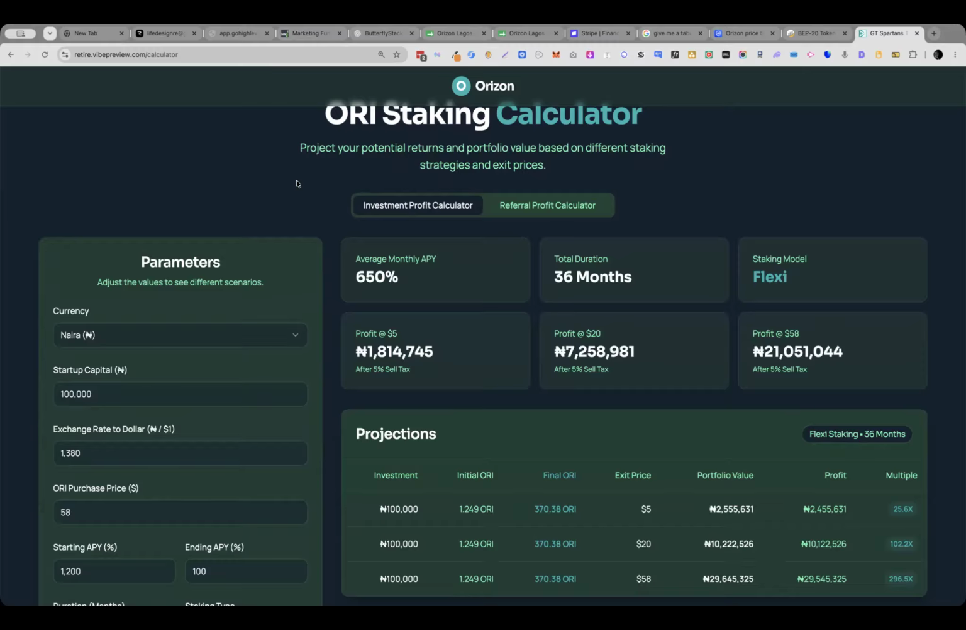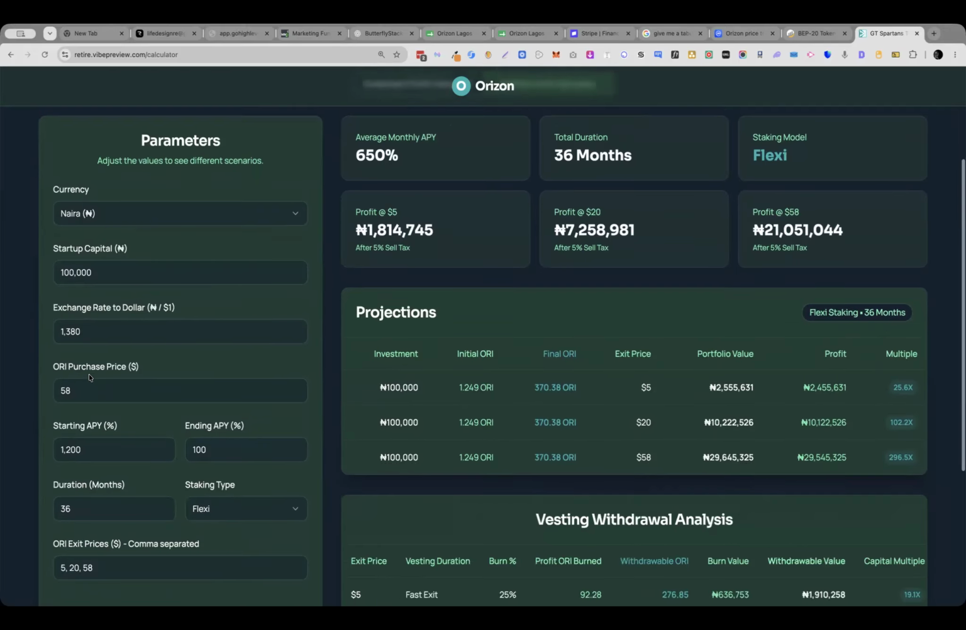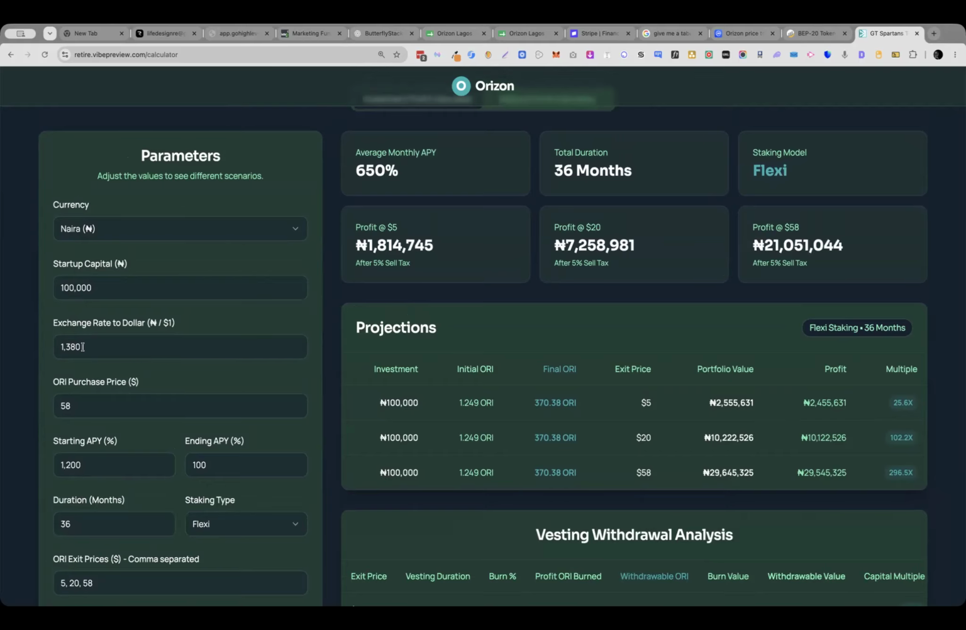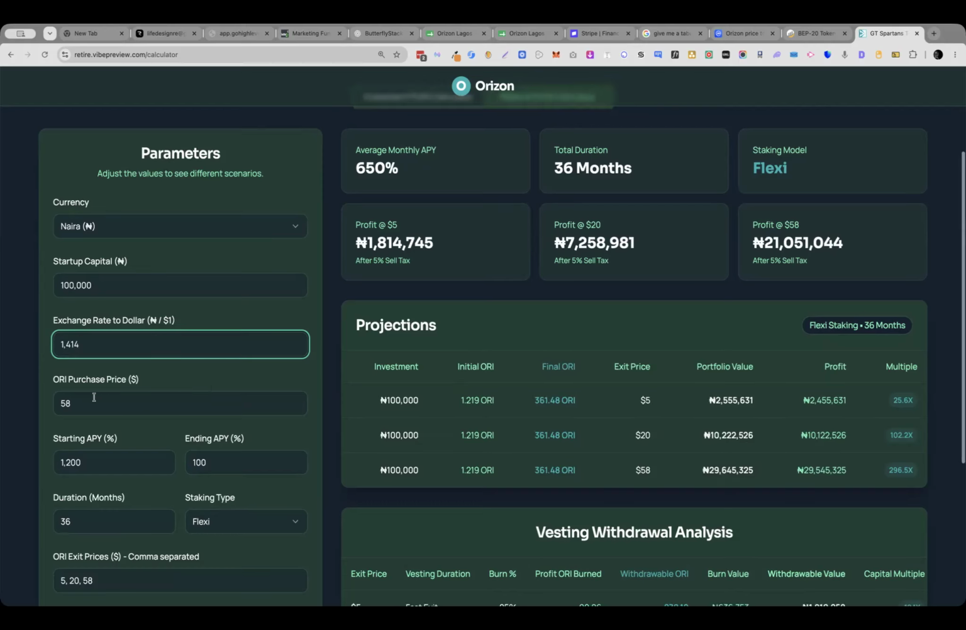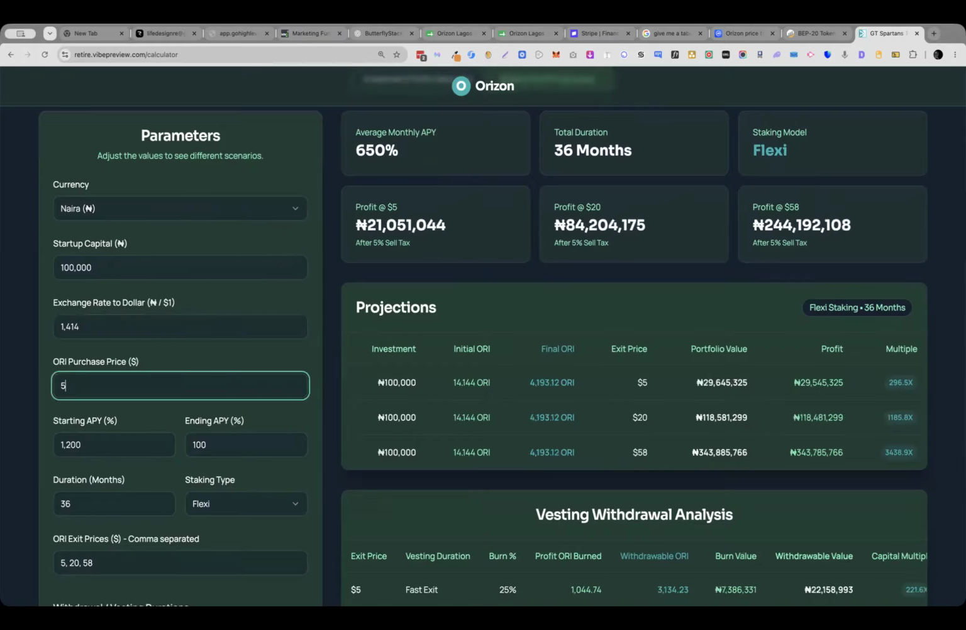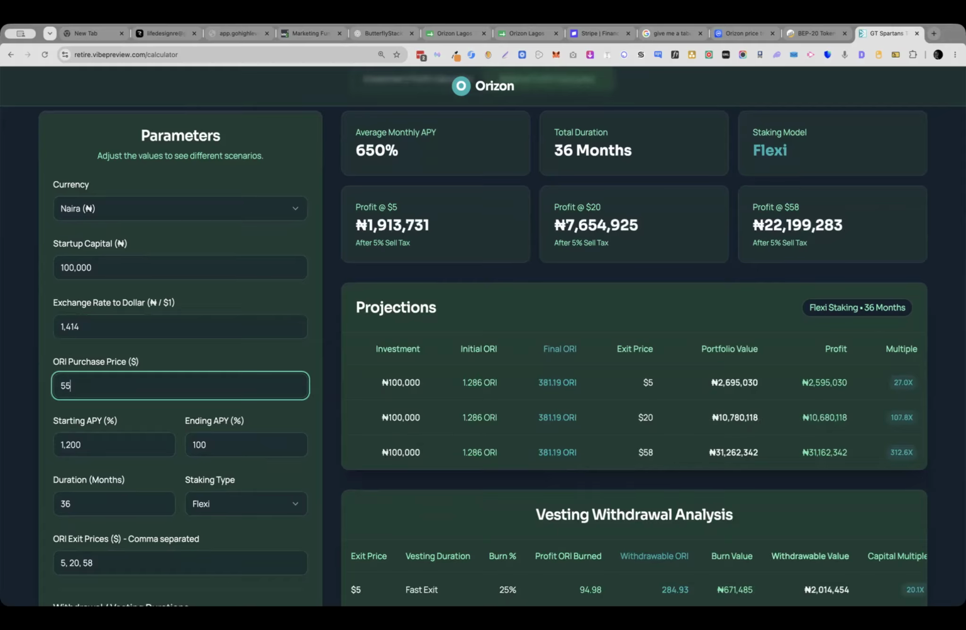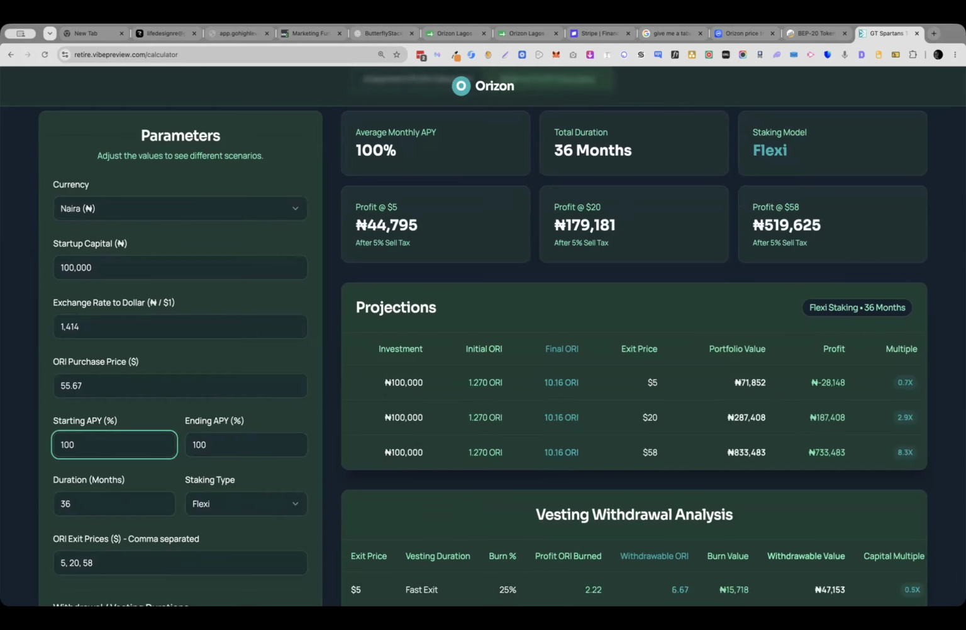What can you do with this little money in your hand? Let's say your income is below 500,000 in a month. If you take just 100,000 naira from that 500,000 naira, and you invested it today, okay, dollar rate has changed. So let me increase this. Right now I've seen rates that are as high as 1,414. So let me keep it at that rate. The price of the token we just saw was 55.6 something. Let me just say 55.67. The APY says fluctuating between 1,000 and 1,100 right now. So I'm going to use 1,100.